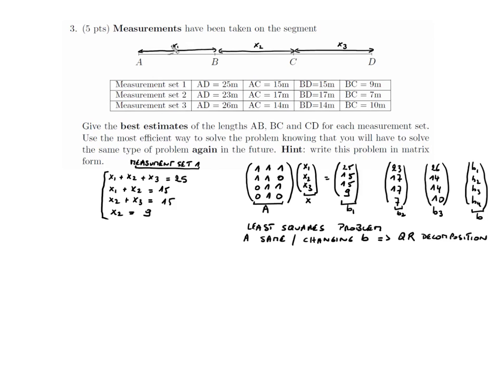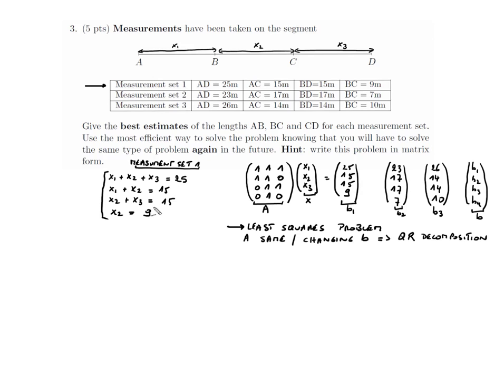We had defined the variables x1, x2 and x3 for the lengths AB, BC and CD, and if we look at the first measurement set, we can have a look at the problem. We can see that AD is 25, so AD, that's x1 plus x2 plus x3, and that's 25. We see that AC, and that's x1 plus x2, is 15. So this is the second equation here. We see that BD is x2 plus x3, that's 15 as well. And we see here that BC, but that's the variable x2, is equal to 9. So we have here a system of equations, 3 variables, 4 equations. So this is a least squares problem.